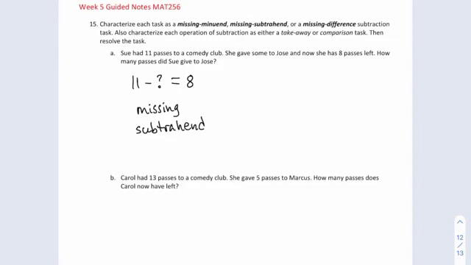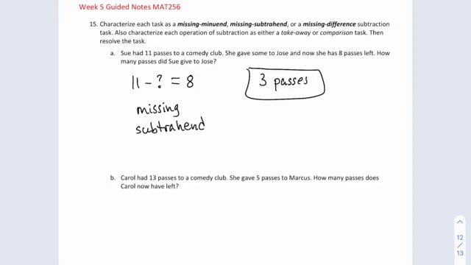And the way to resolve a missing subtrahend task is to take the difference and add. If 11 minus something is equal to 8, then you want to figure out what needs to be added to 8 to answer this. And so you can just remove 8 from 11, and that would give you that difference. So you can answer this question by subtraction of 11 and 8 to get 3. So the answer is 3 passes. And if I remember, do a full sentence. I'm not going to here, but you would say, Sue gave Jose 3 passes, period. But 3 passes is our answer.